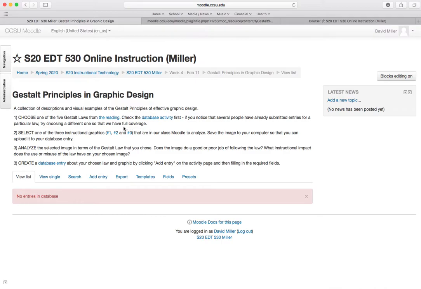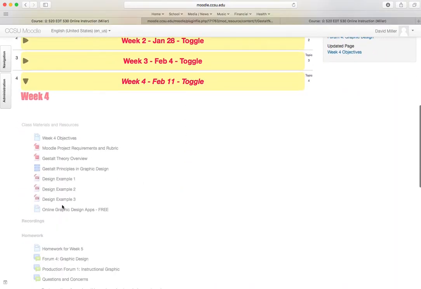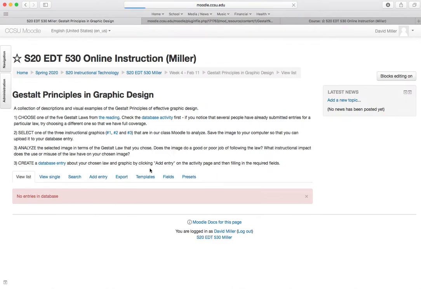But you will pick one of the laws, and then I've provided you 3 instructional graphics that are right in the Moodle, design examples 1, 2, and 3. And I've also given links to those right here in the database activity. You will pick one of those 3 graphics. Once you've picked it, save it to your computer. And usually you can just right-click on the image and say Save As or Save to Computer, just because you're going to want to upload that image to your database entry.